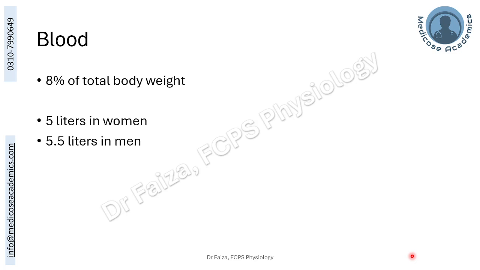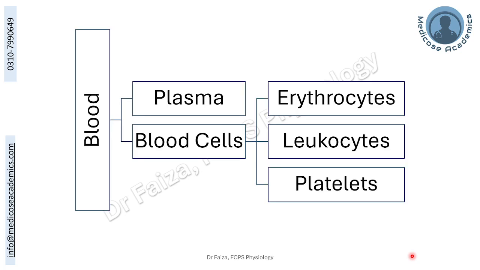Blood is approximately 8% of the total body weight, in which women have approximately 5 liters, whereas men have 5.5 liters of blood. Blood is composed primarily of plasma and the blood cells. Blood cells, we know, are red blood cells, the erythrocytes, white blood cells called leukocytes, and platelets.